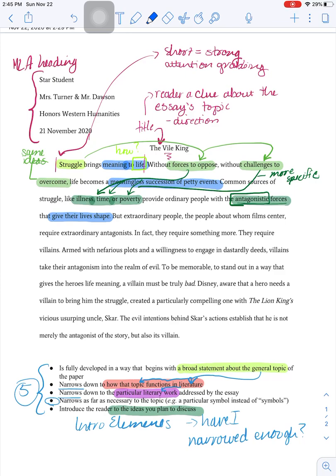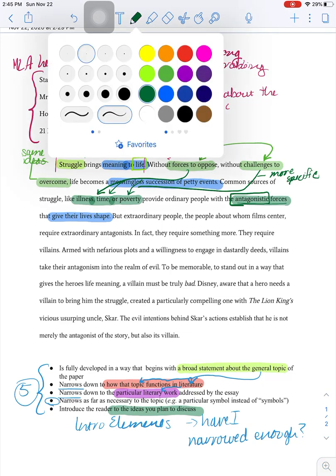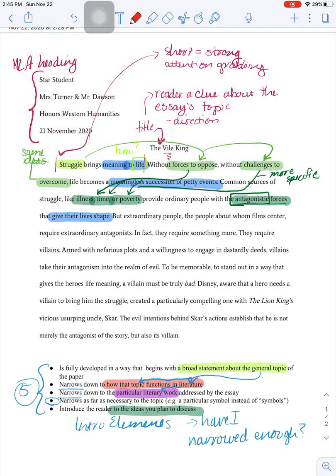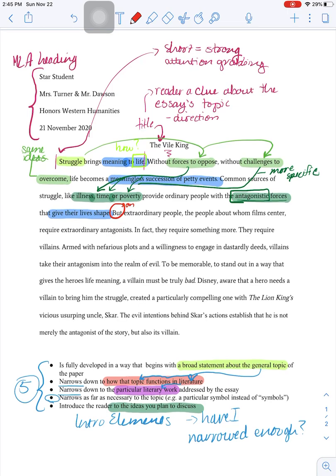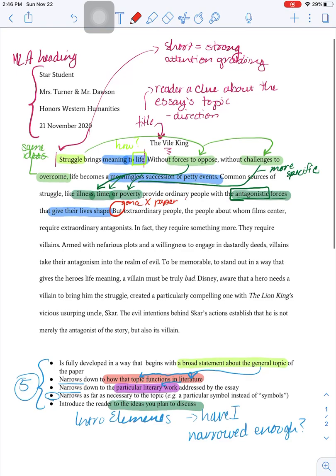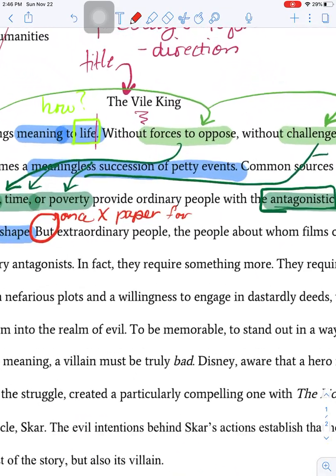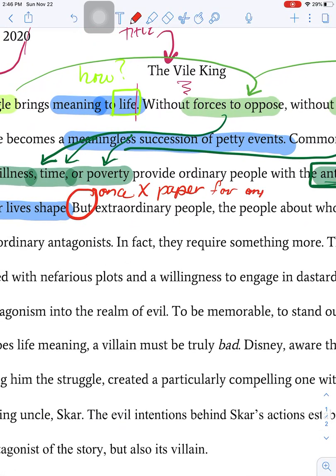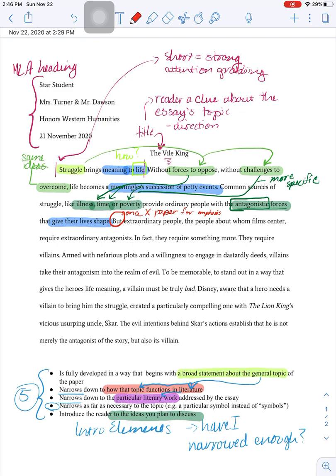The next sentence reads, but extraordinary people, the people about whom films center, require extraordinary antagonists. Okay, now you might be saying to me, Mrs. Turner, we were told never to start a sentence with but. That is a no-no. Okay, you can do it once a paper. If you start every sentence with but, then you sound like you're reading a protest list. But if you do it only occasionally, it adds emphasis. So we're going to say once a paper for emphasis. Okay? It's all right.